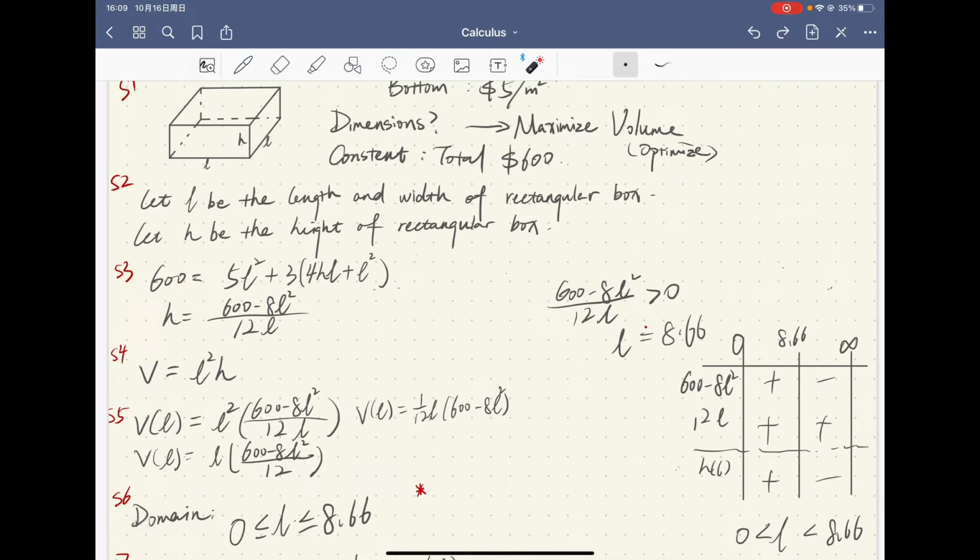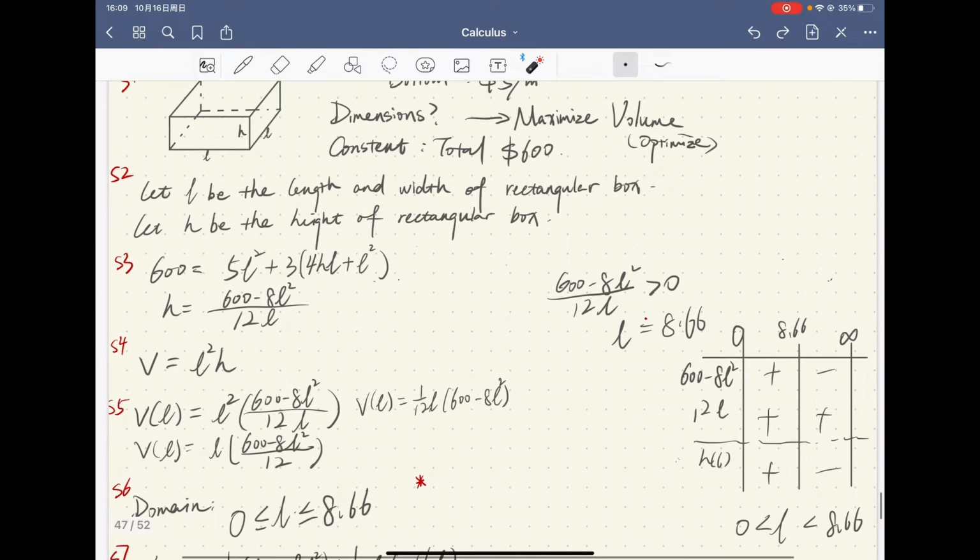The volume is the length times width times height, so it's L squared times H. Now I'm going to combine steps 3 and 4 to get my final equation, which means I substitute H from the constraint equation. After simplifying, I get this final equation.